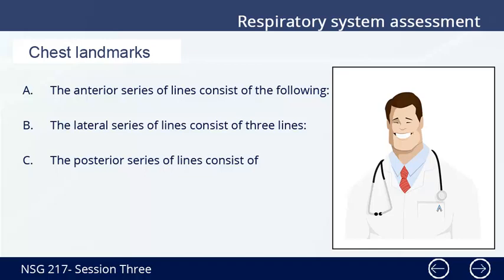C. The posterior series of lines consists of 1. The vertebral line. This is a vertical line along the spinous processes from C7 to T12. 2. The scapular lines, right and left, are vertical lines from the inferior angles of the scapulae. Establishing the positions of each rib and specific spinous processes will help you determine the underlying lobes of the lung.